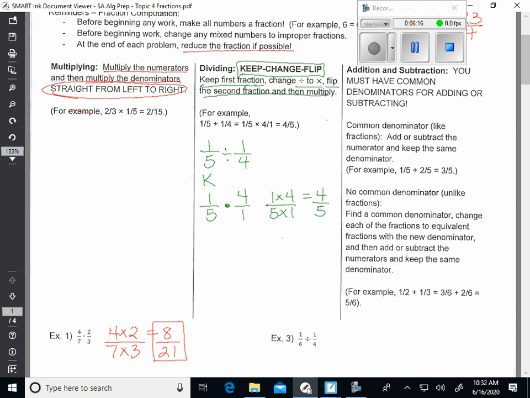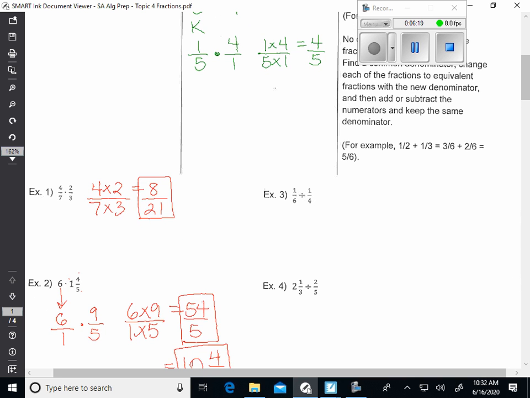So now let's apply it with 2 more examples. So example 3, you have 1/6 divided by 1/4. So again, keep the first fraction, change division to multiplication, and then you flip the second fraction. Literally just flip it over.